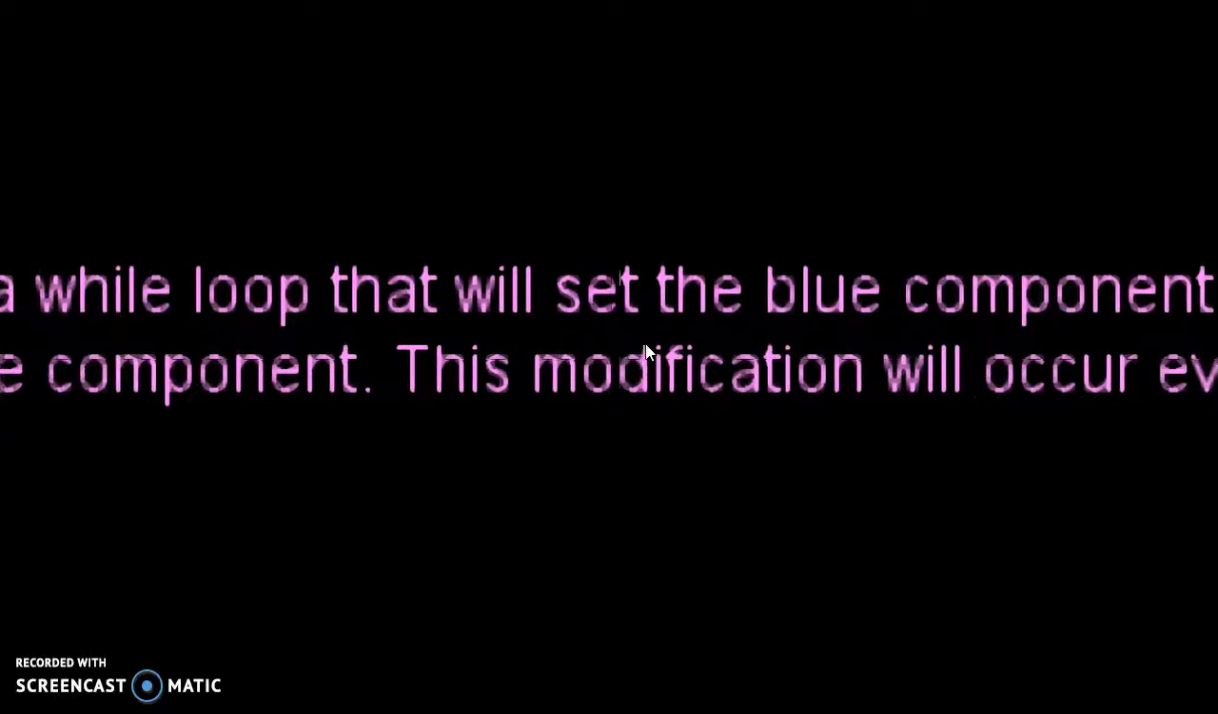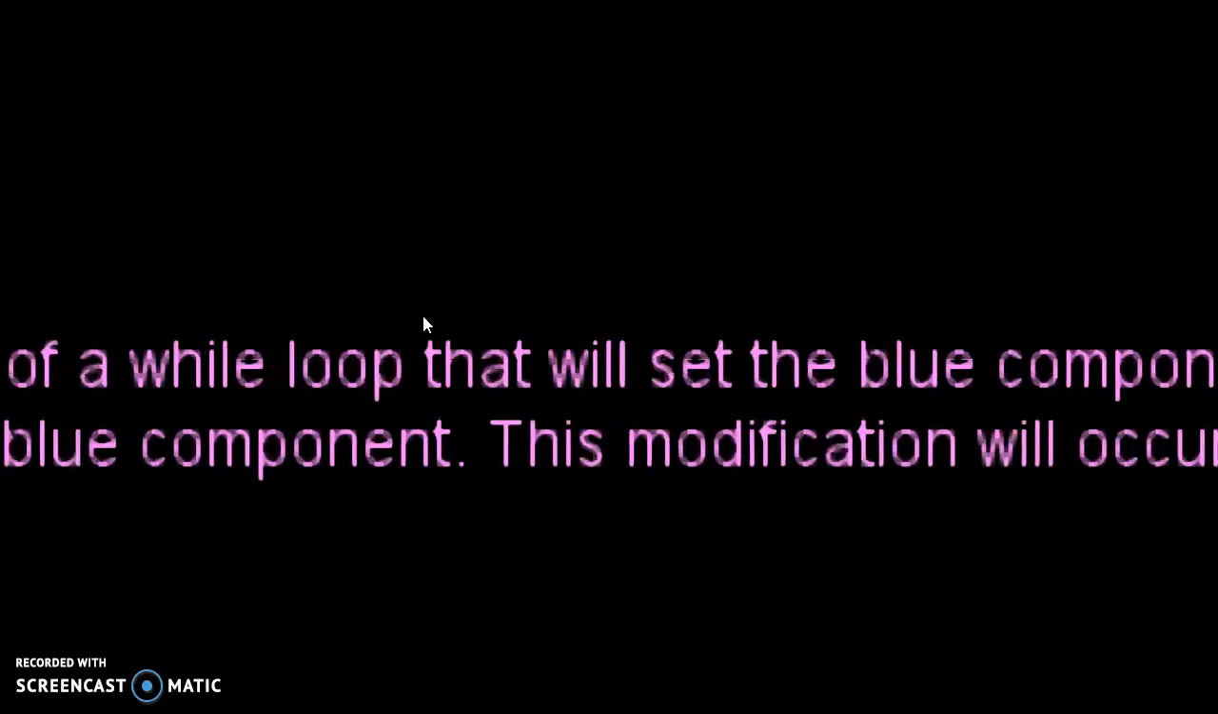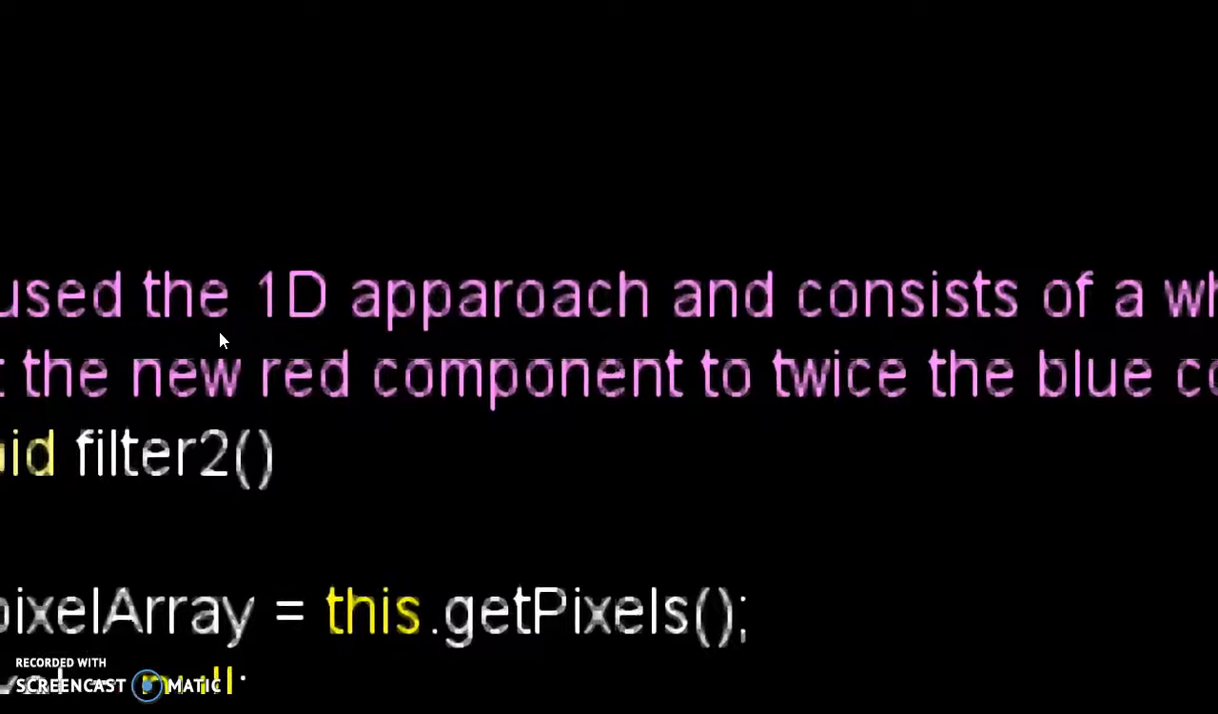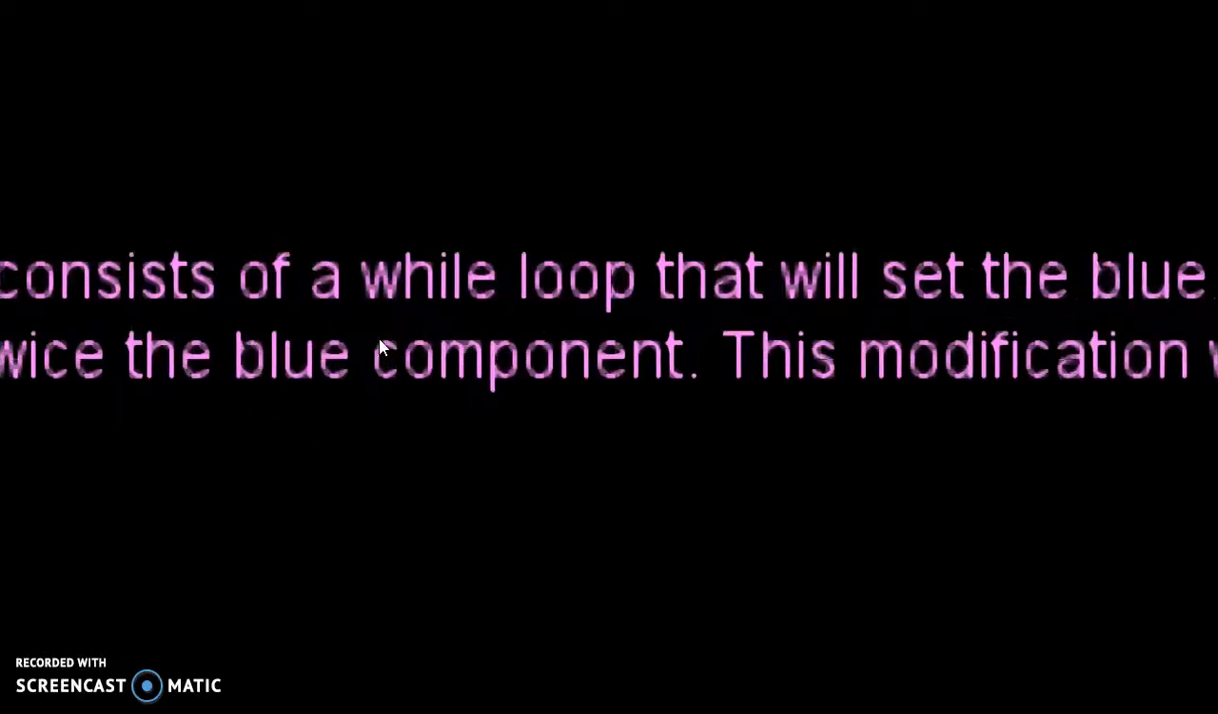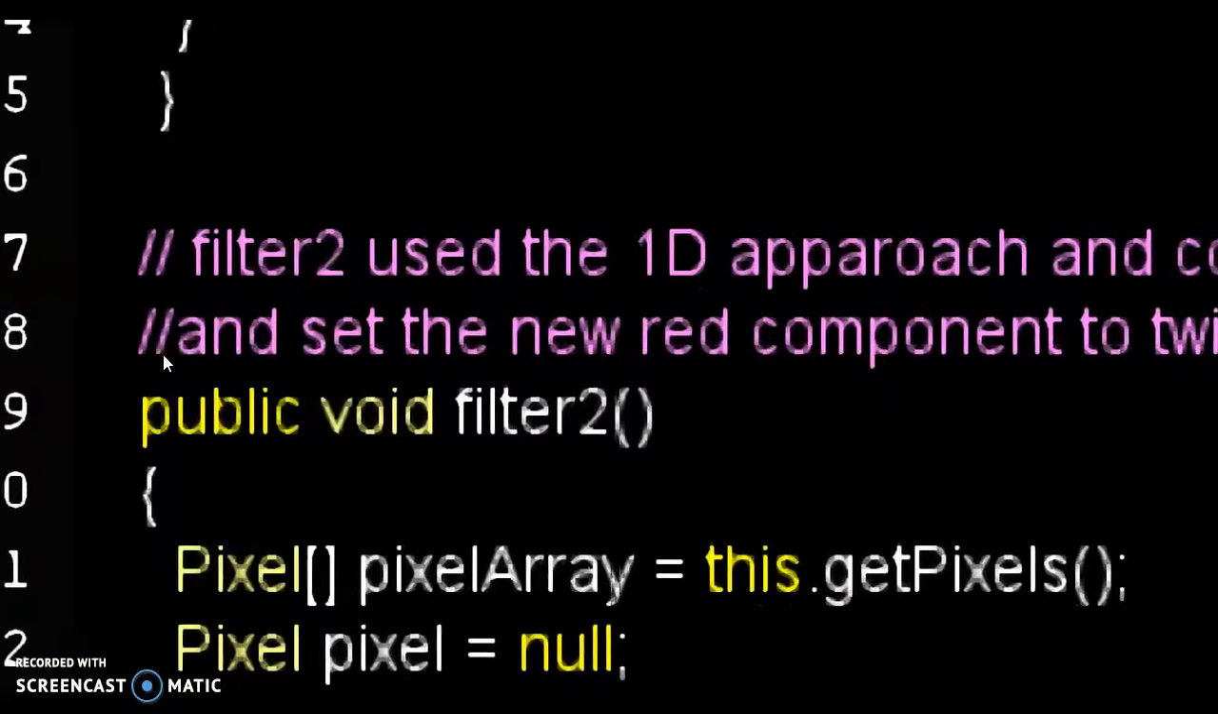Next, we have our second method named filter2, which is also going to use a 1D approach, but this time with a while loop. We're going to set the blue component to half of the red value, and we're going to set the red value to twice the blue value. This sounds complicated, but it is simple when you look at the code. The modification that we're going to be doing here is only going to be used on every other pixel.